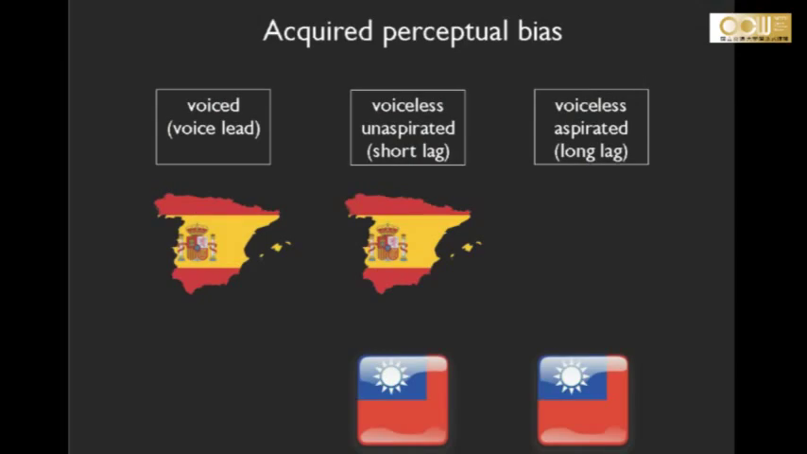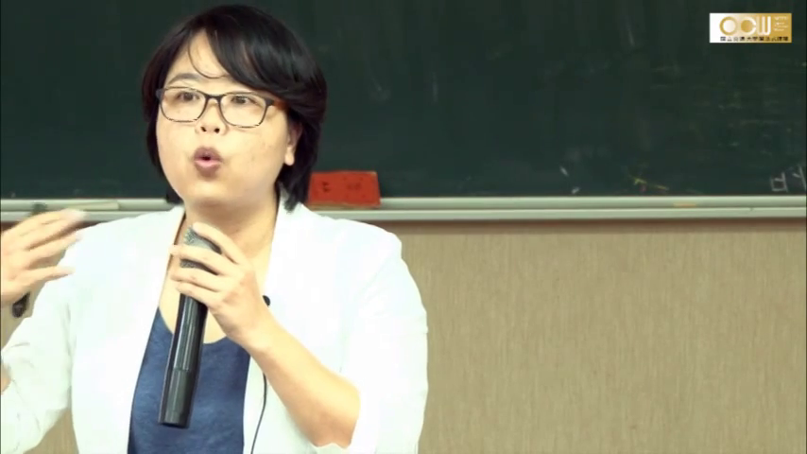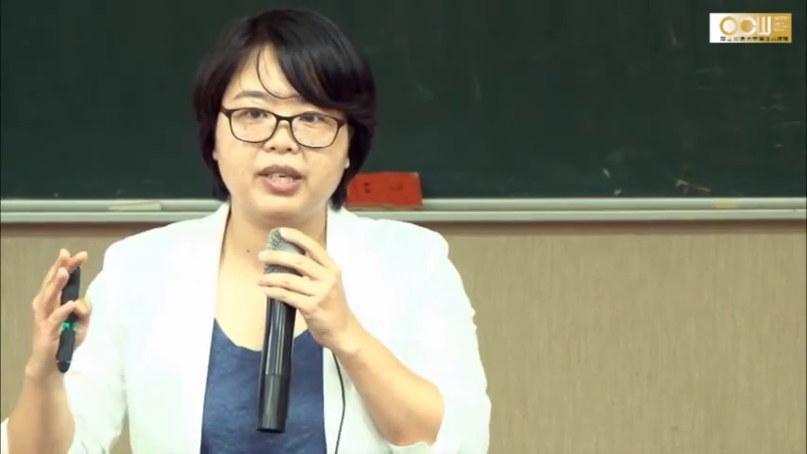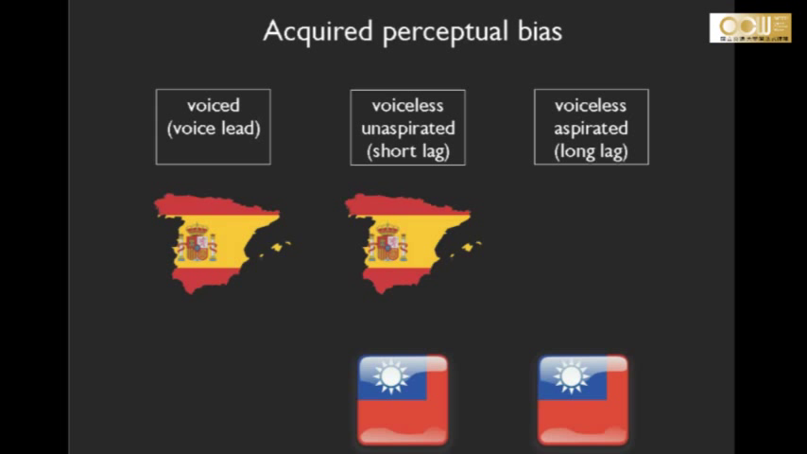So the language that you can produce or perceive is fundamentally affected by the environment you're exposed to. This is what I call acquired perceptual bias. You acquire this bias from your environment. So a Spanish speaker would have a bias between the distinction of these two sounds, and a Mandarin speaker would have a bias between these ones. So this gives you a reason to study Taiwanese more, because then you will have a chance to tell the difference between these three categories.